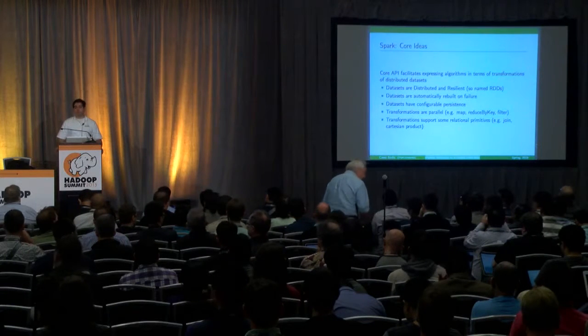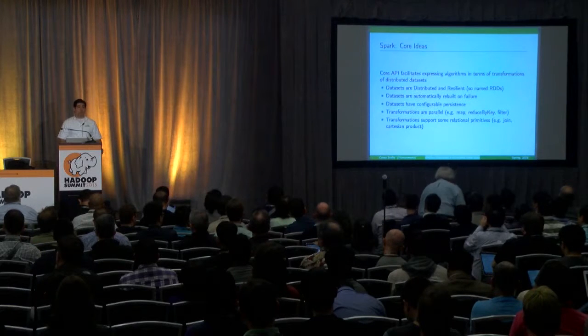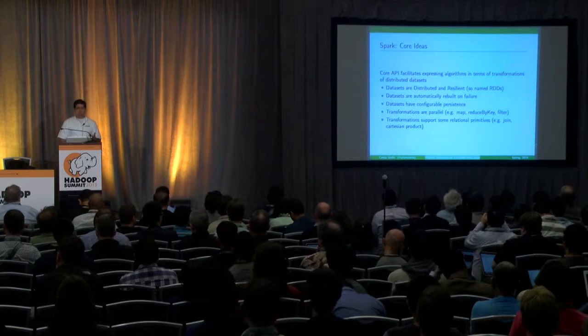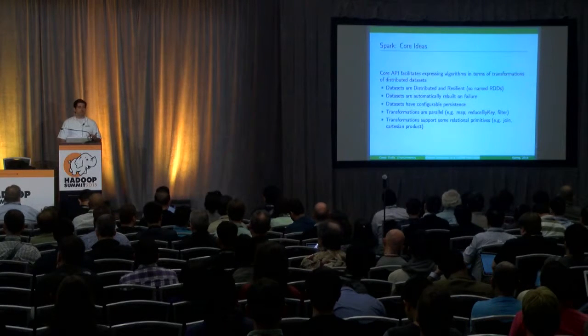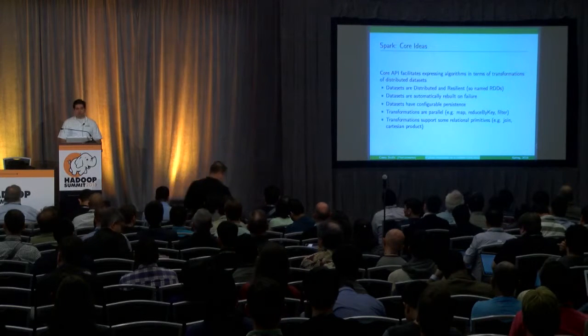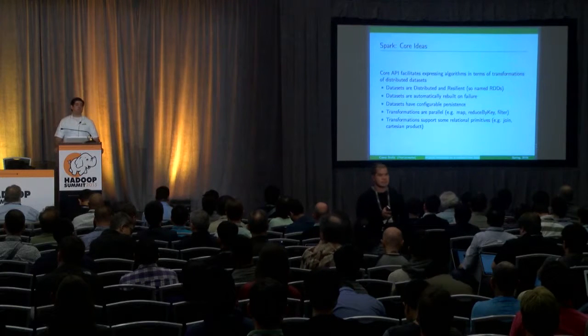Data sets are automatically rebuilt on failure. It has configurable persistence. You can do caching. It uses memory. You can develop working sets and things like that. Transformations are parallel, and you have a further expansive set of transformations that include relational primitives, which I think is a really nice place.